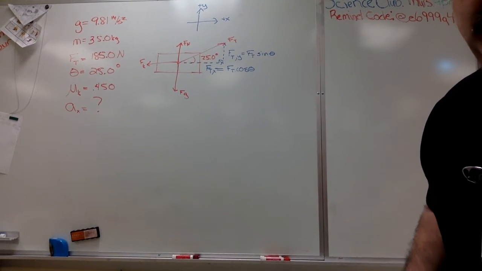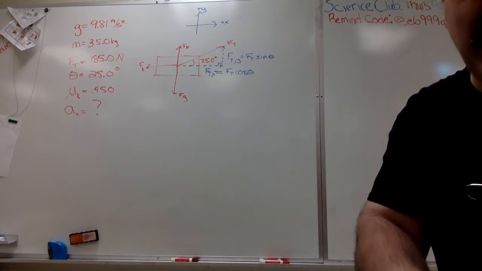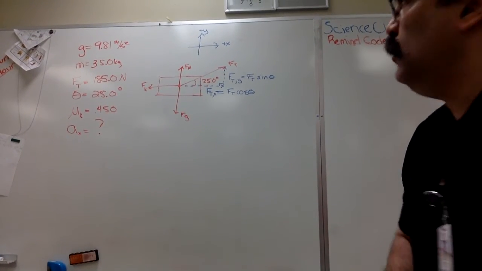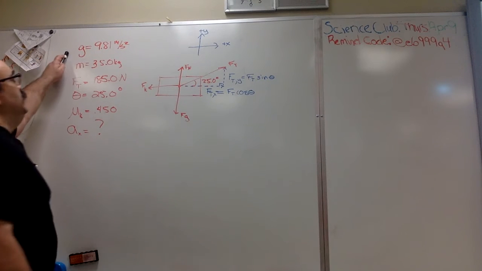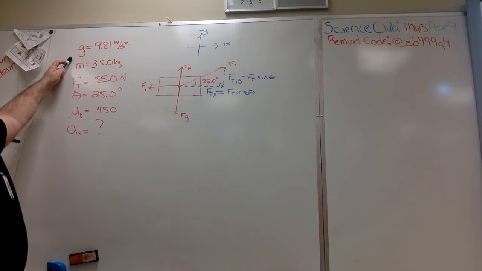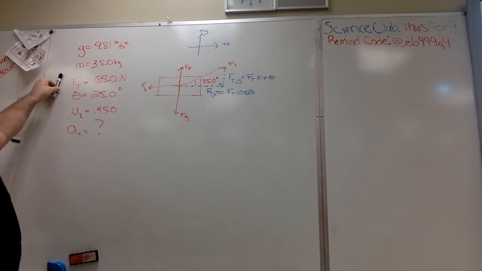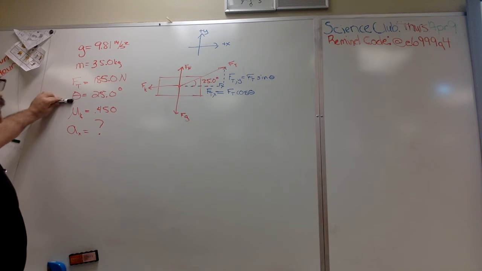All right. We, of course, like to start with what we know. And this time, we know gravity, 9.81 meters per second squared. Hopefully, you're starting to memorize that. The mass in this problem was 35 kilograms, 3 sig figs. Force due to tension was 185 newtons, 4 sig figs. Angle, 25 degrees. Coefficient of kinetic friction.